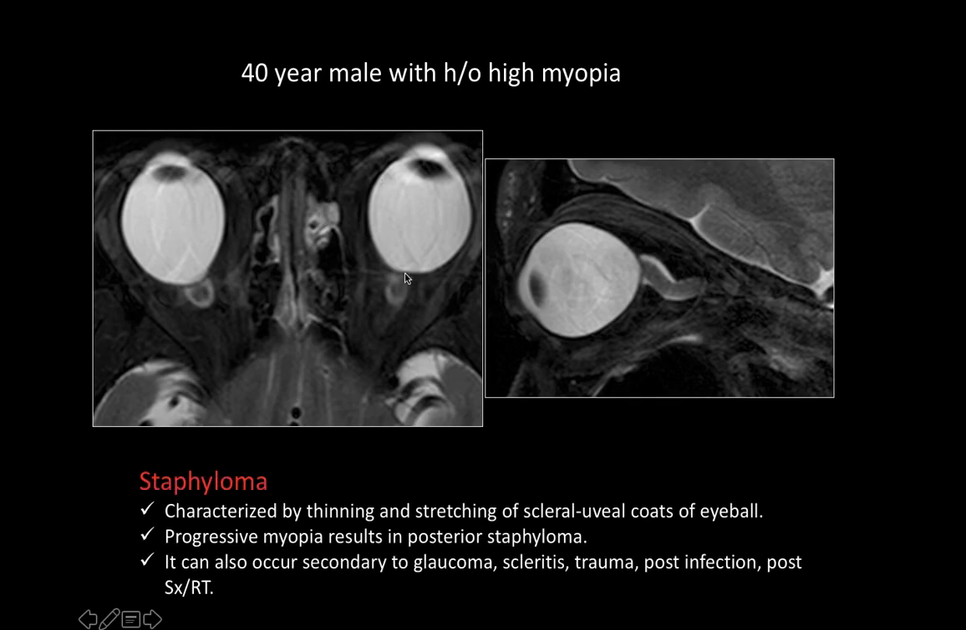So, it is characterized by thinning and stretching of the uveoscleral coats of the eyeball. Progressive myopia usually results in posterior staphyloma, like we see here, or it can also be seen secondary to glaucoma, scleritis, trauma, post infection, post surgery, or post radiotherapy.